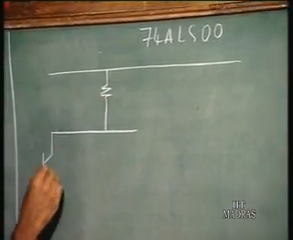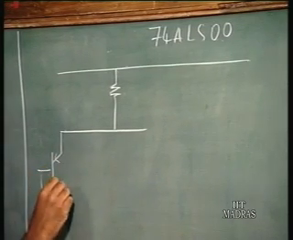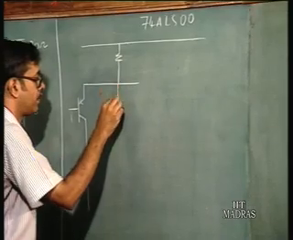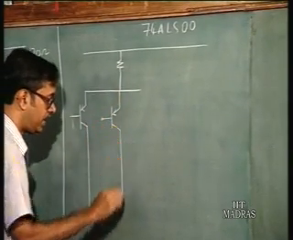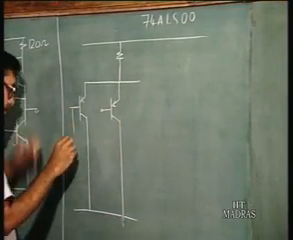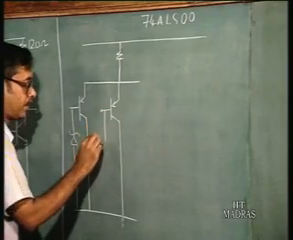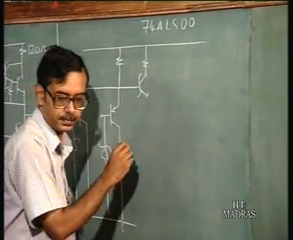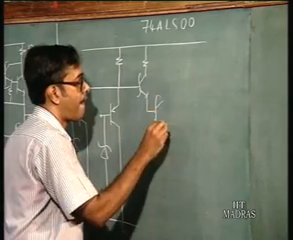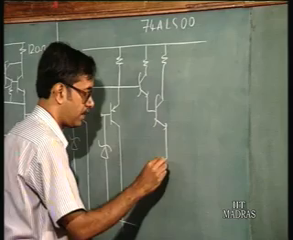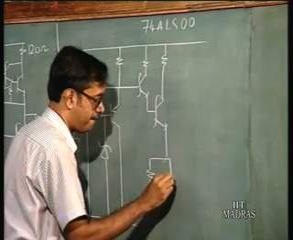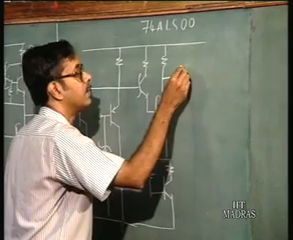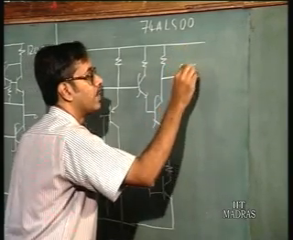The inputs you will see are slightly different. So, you have PNP transistors at the input. I will explain the reason for that. So, here you have PNP transistors, then you have one additional transistor, as you can see here. And then you have the normal structures on this side, as I said.